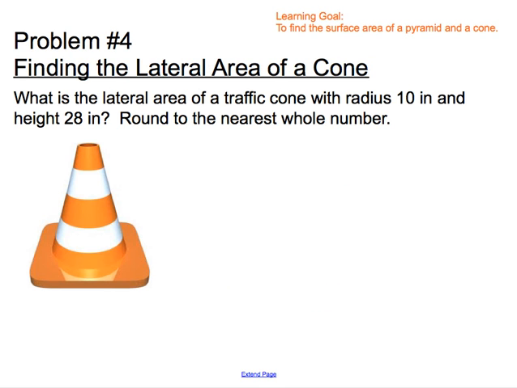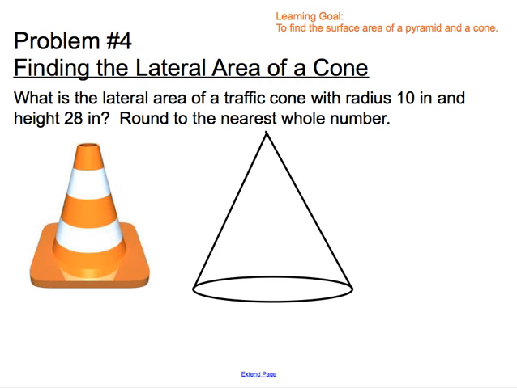So here we're asked, what is the lateral area of a traffic cone with a radius of 10 and a height of 28? We're asked to round to the nearest whole number. Now, as nice as this picture of the traffic cone is, oftentimes fancy pictures aren't really worth anything. So here we have a cone that'll be a little bit more useful. The radius of this cone is 10 inches, and the height is 28 inches. So if we connect the vertex of the cone perpendicularly to the base, we get that this is 28 inches.